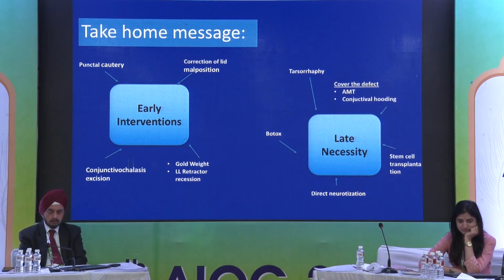And you may want to use amniotic membrane or hooding in the more advanced stages. If there is no stem cell, you can go for stem cell transplantation. And that final is the direct neurotization.